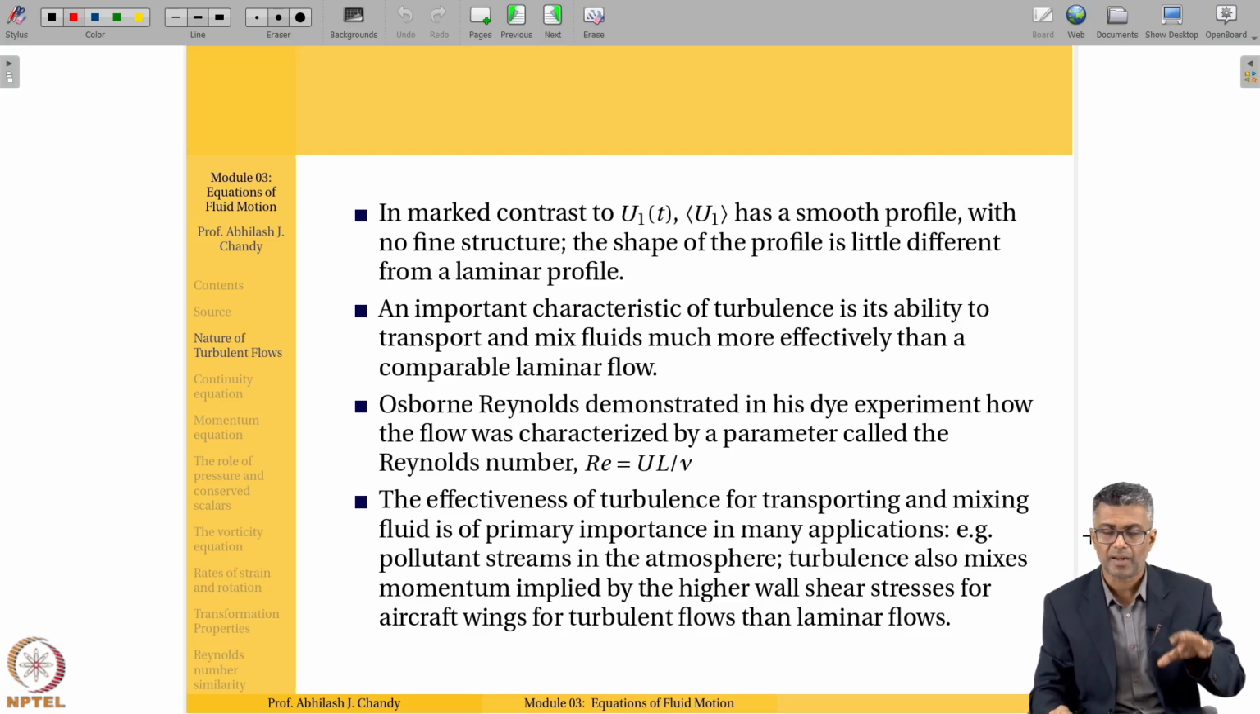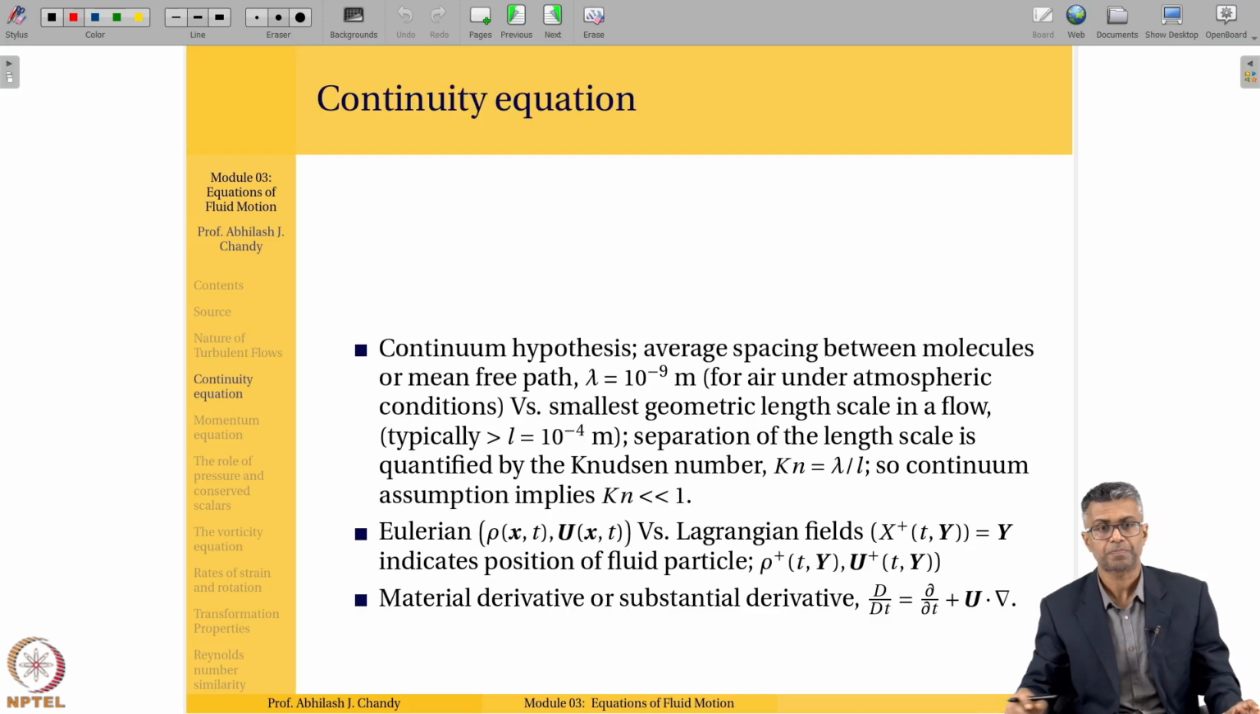So this irregular nature is obviously what allows turbulence to mix things faster, to transport things faster. So the enhanced diffusion, like we have discussed a lot. And that was clear in Osborne Reynolds' experiment as well. This ability of turbulent flow to transport and mix fluid much faster than a laminar flow has a lot of different applications in engineering, right? And in nature as well. And we have discussed all of that.